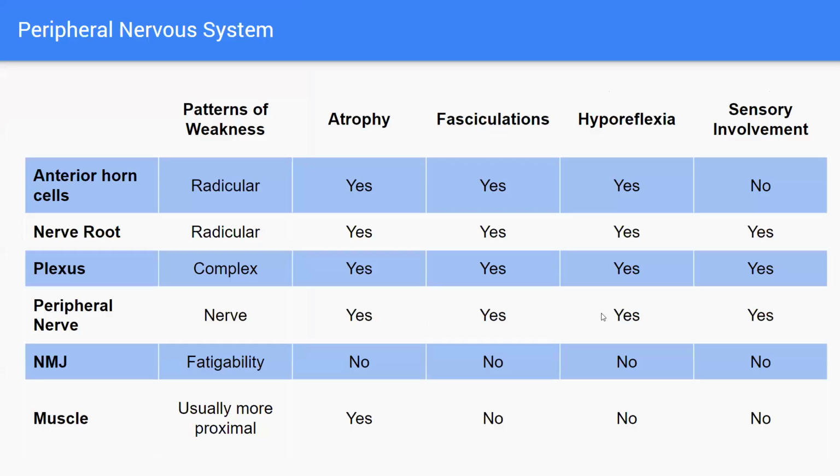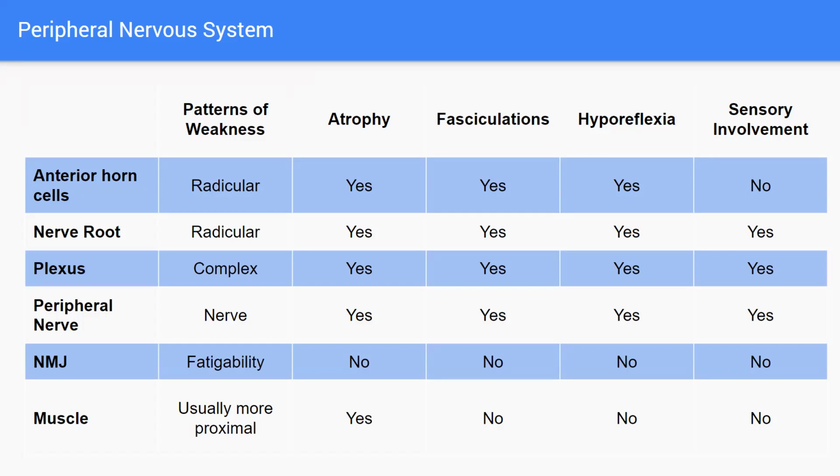So with the peripheral nervous system, I think this is a table that Dr. Moore also provides in his lectures, but it's a good way to organize how you look at the peripheral nervous system. So once again, if we start the most centrally, we can look at the anterior horn cells, which tend to have a radicular pattern of weakness, as they are part of the lower motor neuron. They are lower motor neurons, in fact. You would expect to see atrophy, fasciculations, hyporeflexia. And as a motor neuron, you wouldn't see sensory involvement with damage to the anterior horn cells in particular.